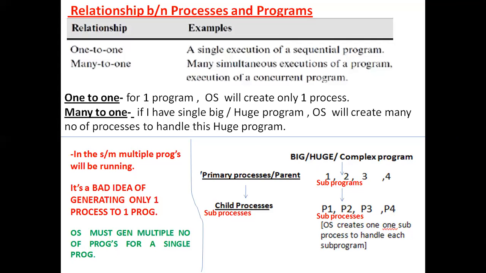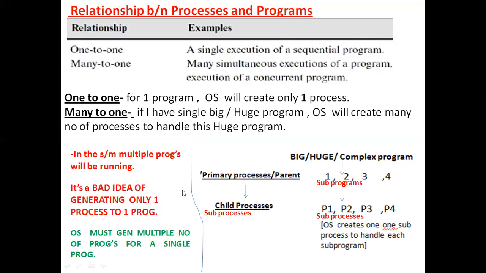Okay, so as a single program is a very big, huge, and complex program, what I can do is divide this particular huge program into a number of subprograms. Say 1, 2, 3, 4 are indicating the subprograms of the single huge, bulky, large, complex program. These subprograms created by the operating system are called the primary process or the parent process.